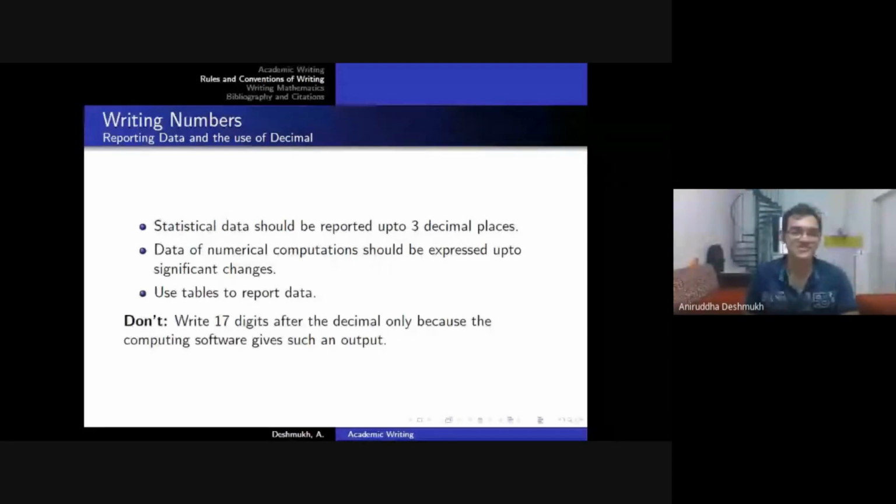Instead, use tables. So even if a table has only one column, it is all right. But always use tables to report data because it is easier to read tables when we are reading numbers. And it is not easy to read numbers separated by commas in a complete sentence.